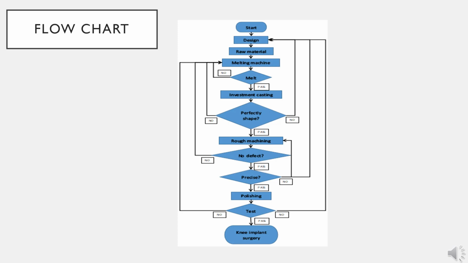In the melting process, in the tests for perfectly shaped, no defect, precision, and the last test, if the product does not meet or pass the stage, it goes back again to the melting machine or is redesigned again.